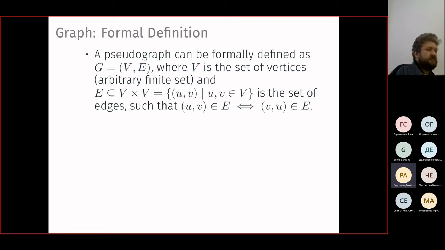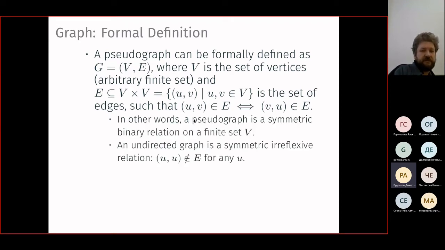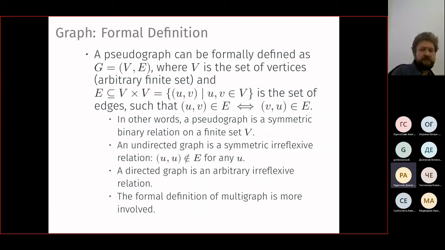And now formal definition, again, dull. So a pseudograph is defined formally as a pair V and E, where V is vertices and E is edges. And if it is a graph, then you can just say that E is a set of pairs, UV, just pairs of vertices. And if it is undirected, then you will have that symmetric binary relation, etc. Undirected is a symmetric irreflexive relation. And a directed graph is an arbitrary irreflexive relation. And for multigraphs, it's more involved.